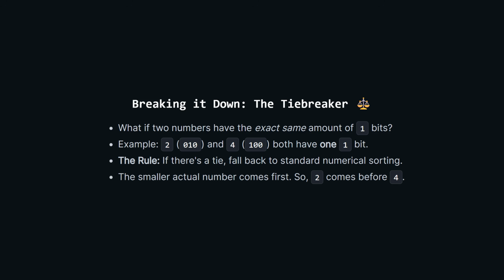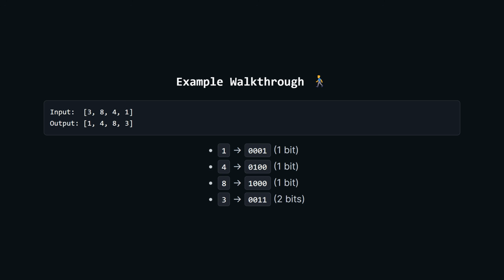Of course, we are going to run into ties. If we have the number 2 and the number 4, they both contain exactly one single bit set to true. When this happens, the problem tells us to just fall back to normal sorting. The smaller actual value wins. So 2 goes before 4. Make sense? Let's do a quick trace with a short list.